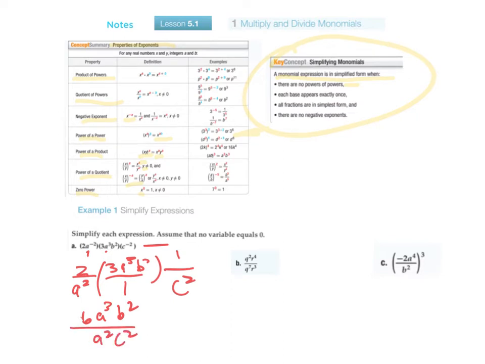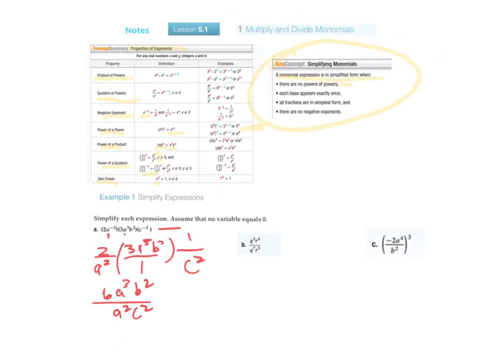So the next part of simplifying is we need to get rid of the same bases. We have A's that repeat. Well, quotient means we subtract. So I'm going to take 3 minus 2. So I'm going to get 6A, because 3 minus 2 is A to the first power. B squared, nothing happens to it because there's only one base. And then the C squared, nothing happens to it because it's the only base. So our bases are all different. We have no negative exponents. Our fractions are reduced and our numbers are multiplied. So this problem is now simplified. Let's look at the next one.